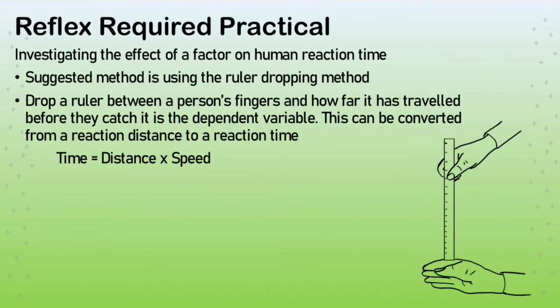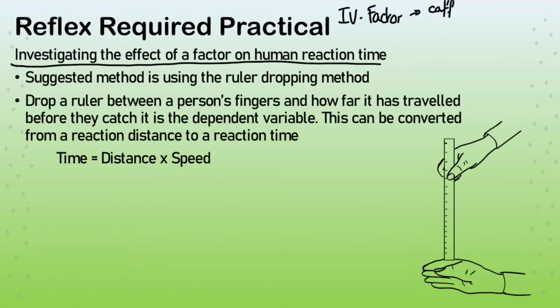Now we've got a lovely required practical here about reflexes, and the specification just has this title of investigating the effect of a factor on human reaction time. So the factor is what we're changing. That's our independent variable. So that might be something like caffeine. It might be exercise. It could be, I don't know, whether there's a distraction or not. But for most of these, you're going to have a control group and a group that has that variable.